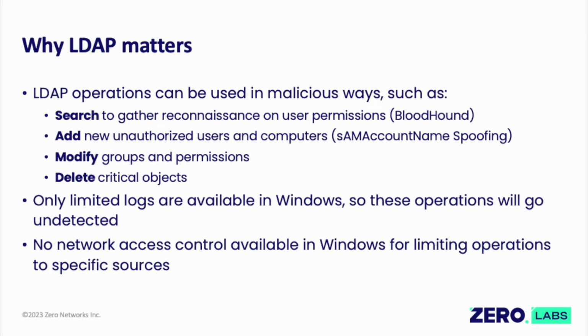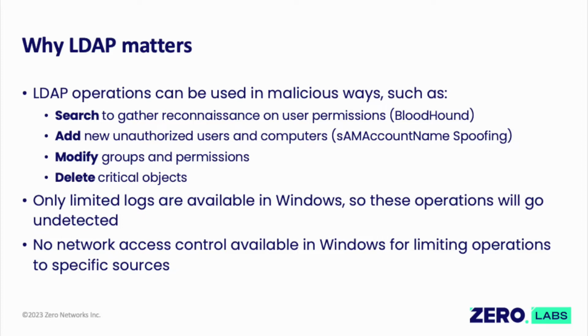Besides the many legitimate uses of LDAP, the protocol is also used by attackers in different ways. BloodHound uses LDAP to query information about permissions in order to generate its attack paths. The SAM account name spoofing attack relies on a vulnerability that lets you add unauthorized computers using LDAP. Attackers also modify and delete Active Directory objects to gain privilege escalation.